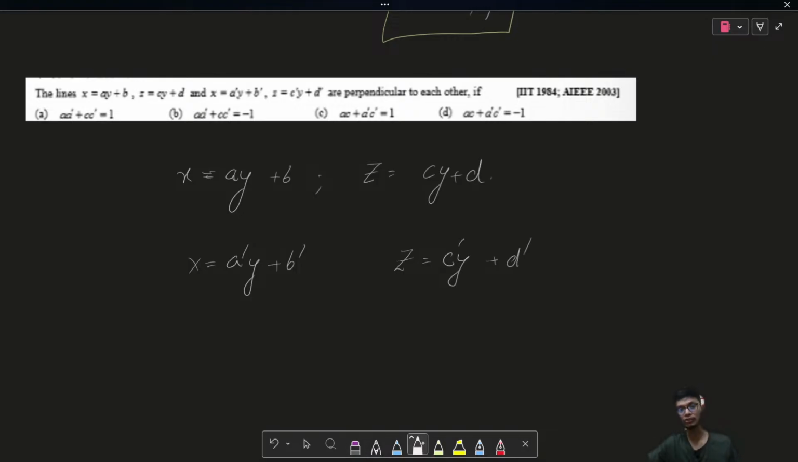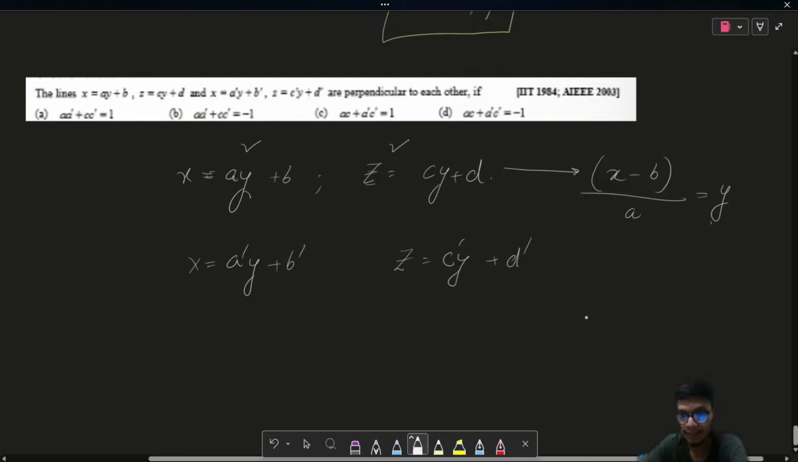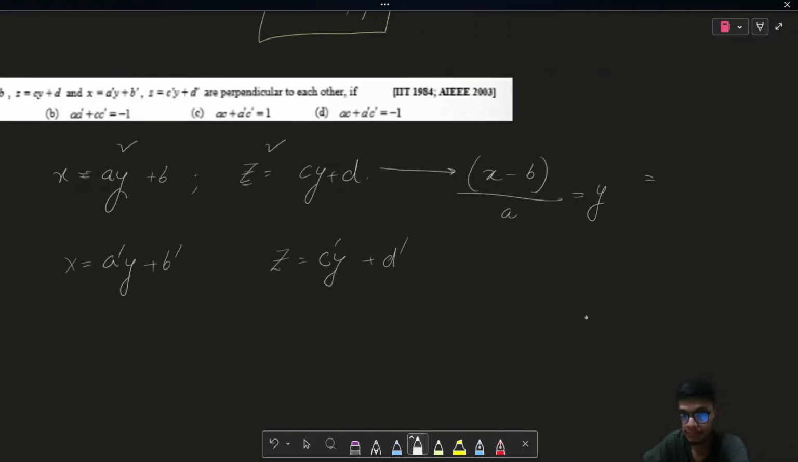So from here, first of all, you have to obtain the equation of the straight line. That is going to be the only crack in this question. How can I do it? What we can observe is that in these two equations, I have y which is common in both. What I can do is, from this particular relation, write x minus b upon a equal to y, and this also equals z minus d upon c.